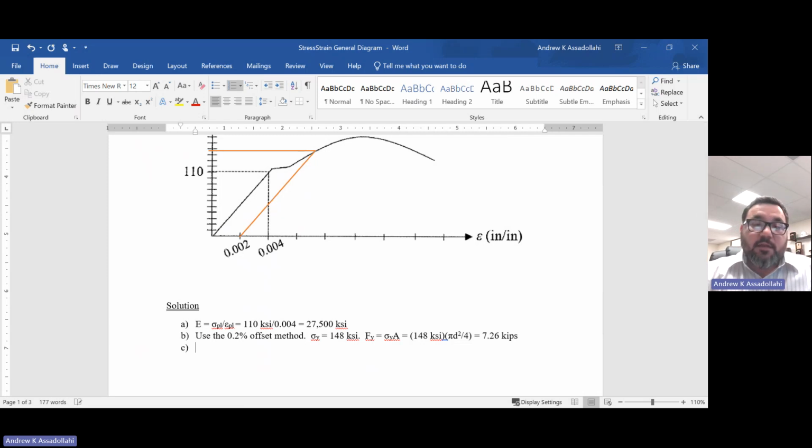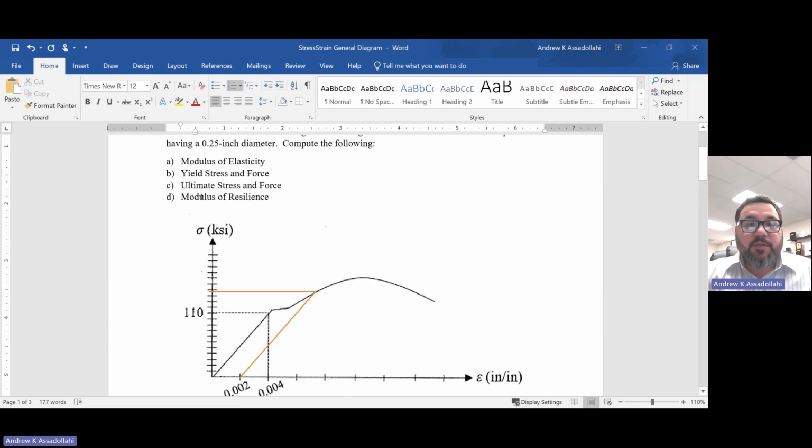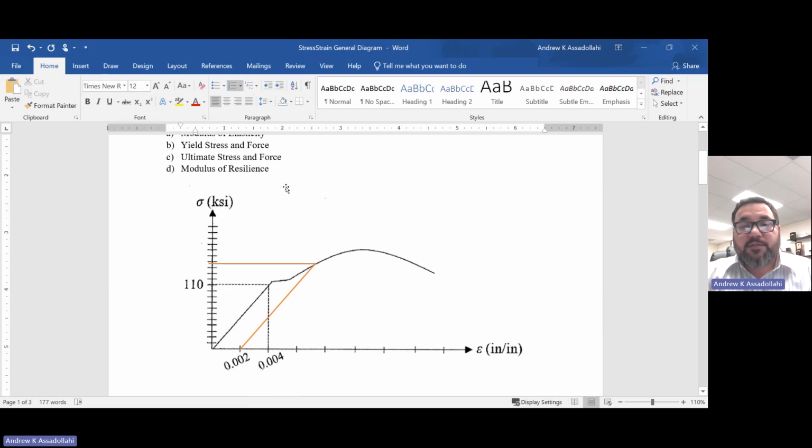What about part C? Part C is asking us for the ultimate stress and force. Now the ultimate stress, where is that on this diagram? Well, that's the high point. That's the peak of the diagram. It's not the end of the diagram. The end of the diagram, where the diagram stops, that's the failure stress. That's where the specimen actually broke. But the ultimate stress, which is the peak of the nonlinear portion, is the spot on the diagram just before necking occurs.